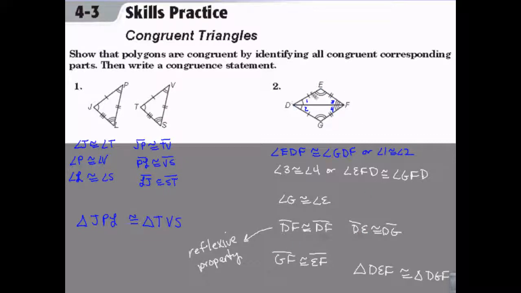And then DE is the same as DG, and EF and GF are the same. And so then I said DEF, so I had to say DGF. Any questions on that?